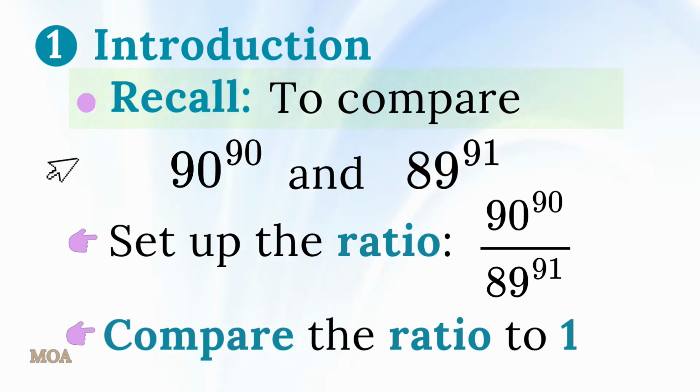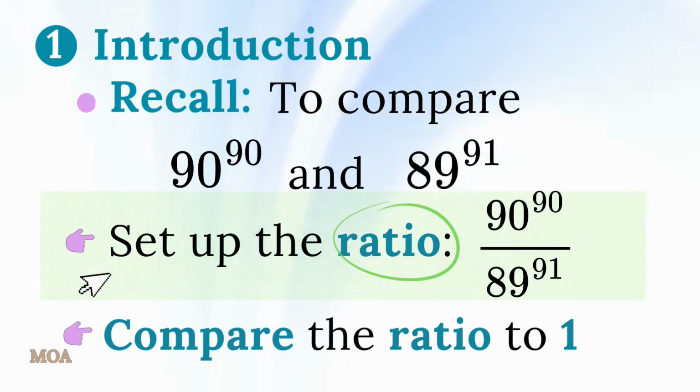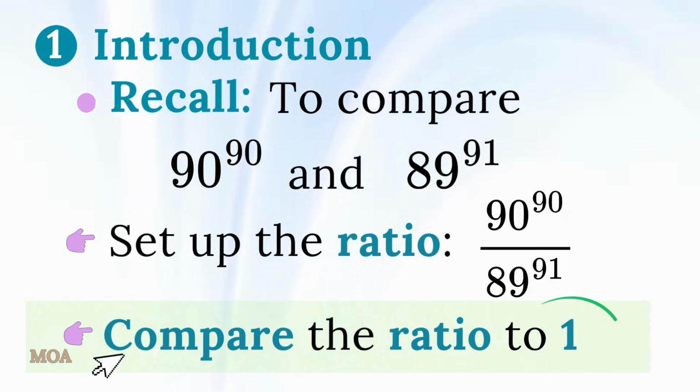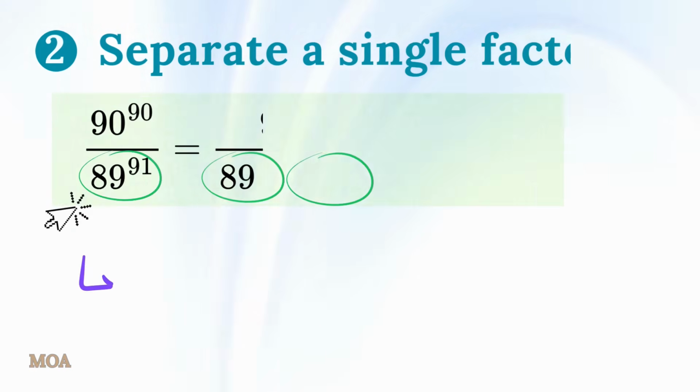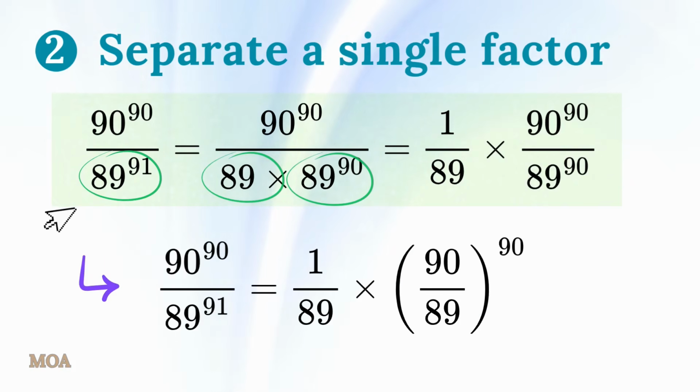Well, before we begin the solution, let us recall a few basics necessary for a correct comparison. Comparing two large powers requires us to evaluate either their difference or their ratio. In our case, it is most helpful to set up the ratio of the first power over the second, and then compare that result to 1. So, the ratio can be written as 90 to the power of 90 divided by 89 to the power of 91.